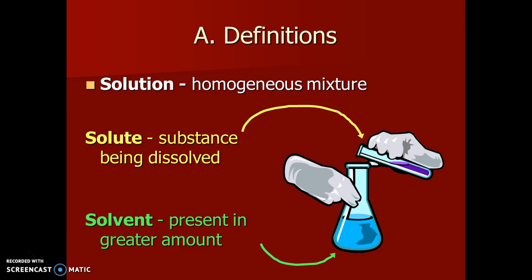If you're combining two liquids together to make a solution, the one in the greater amount is going to be the solvent, and the least amount is going to be the solute. But those are the two components of a solution.